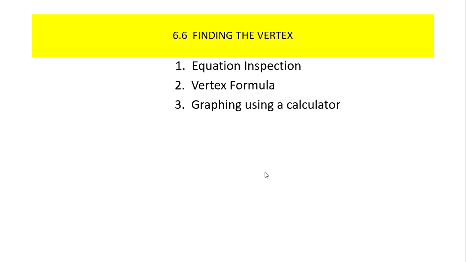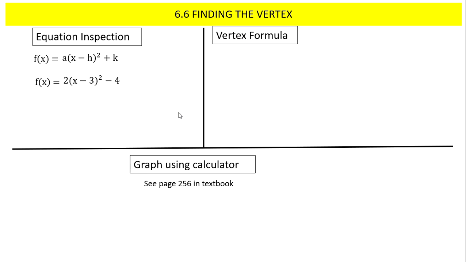Chapter 6.6, Finding the Vertex. There are three different ways that you can find the vertex from a parabola. First way is to look at the equation, inspection. Second is the vertex formula. And third is graphing using a calculator.